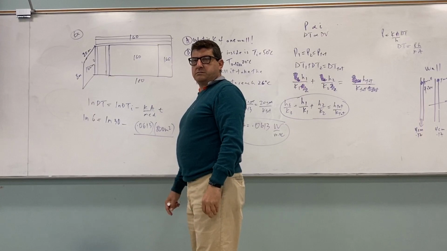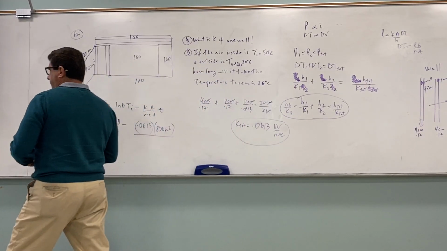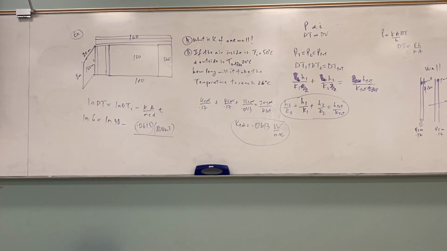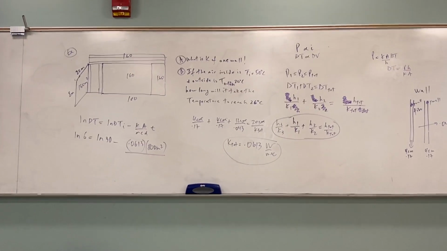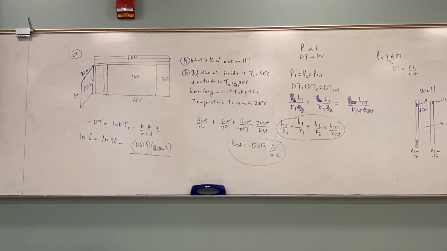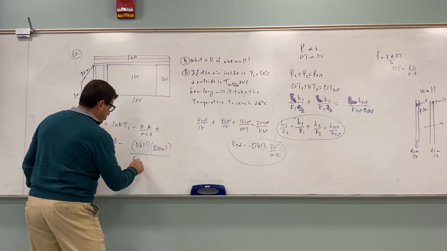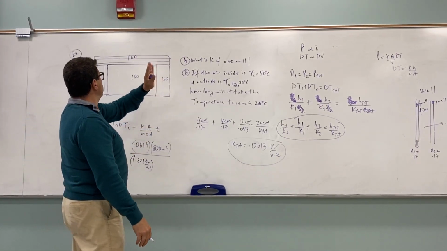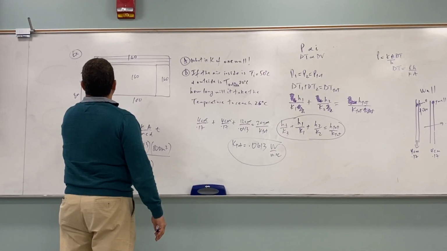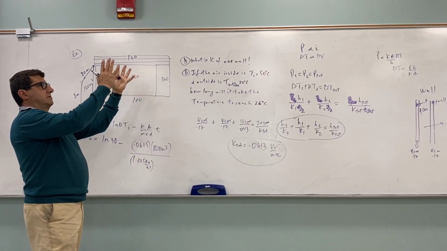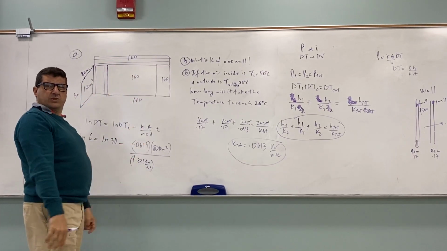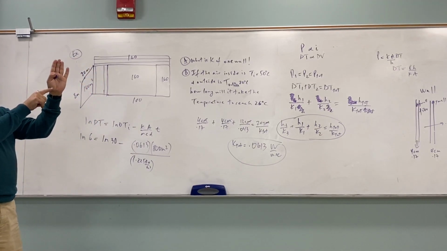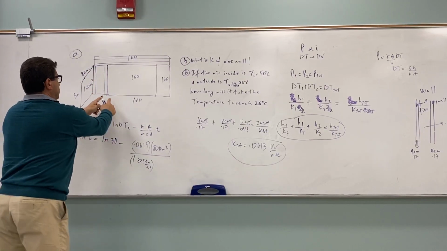The mass of the air in the room. So I need the density of air. The density of air is 1.225 kilograms per cubic meter, and I multiply by the volume of the room. What's the volume of the room? It's a rectangle, so what is the volume? 160 is this guy, times this.